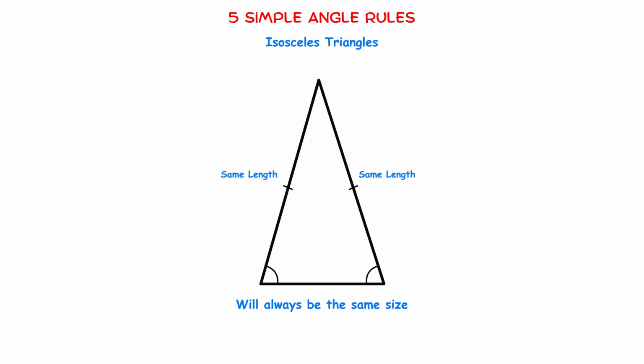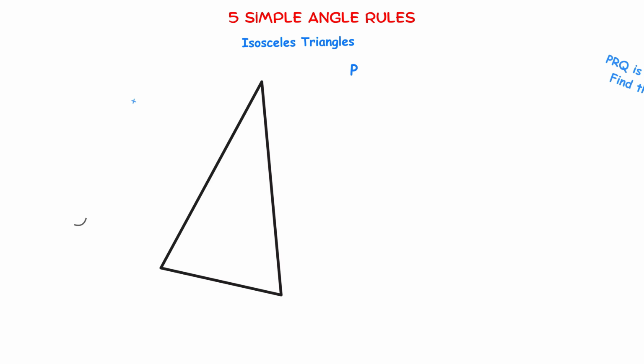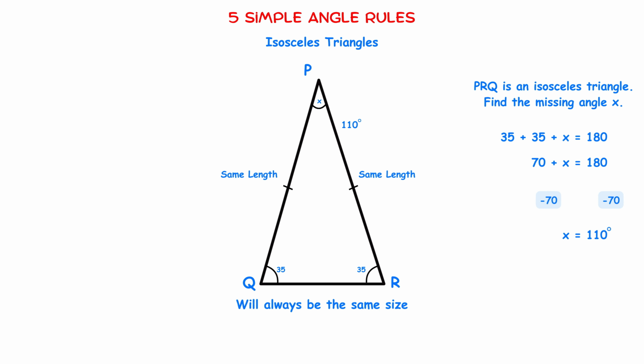To see how this is relevant, let us have a go at this question here. In this question, they tell us that triangle PRQ is an isosceles triangle, which we can tell for ourselves anyway because it has these 2 dashes to tell us that these 2 sides are the same, and they are asking us to find the missing angle x. Now, if this was a normal triangle, then we would not be able to do anything because we only have 1 angle out of 3, but because this is an isosceles triangle, we know that this angle here is also 35 degrees, and so we now have 2 out of the 3 angles.